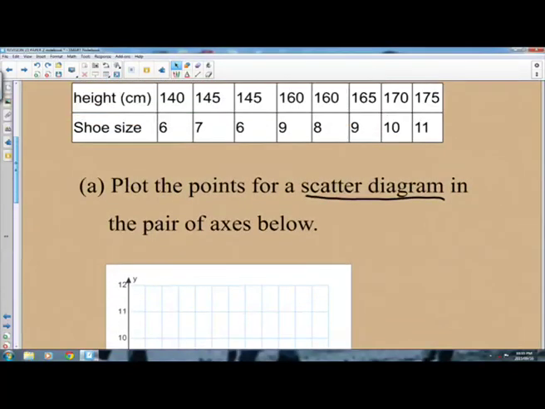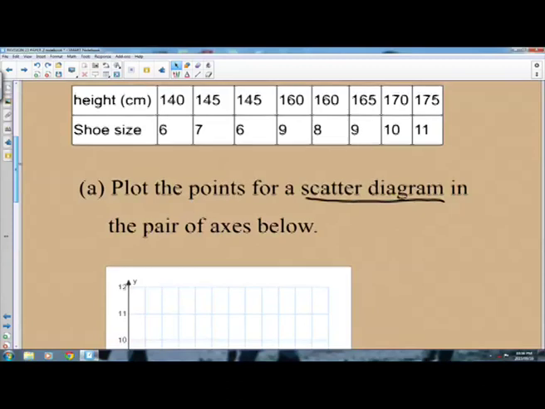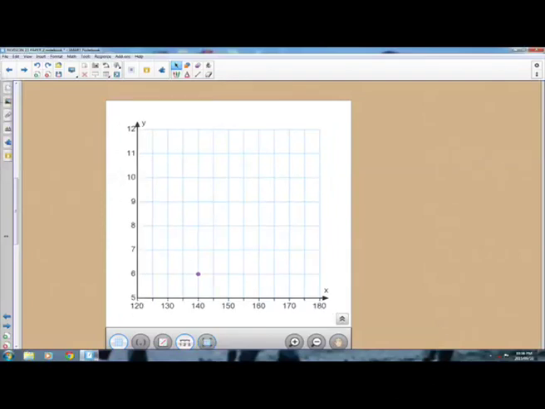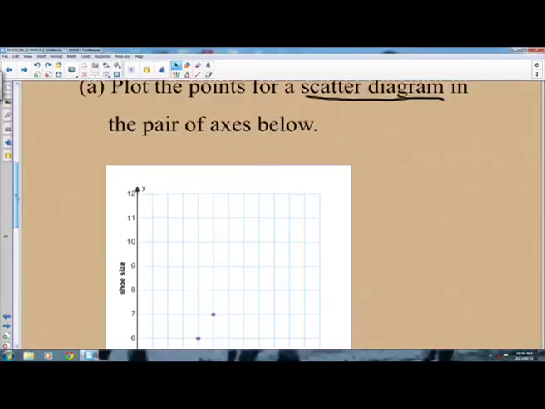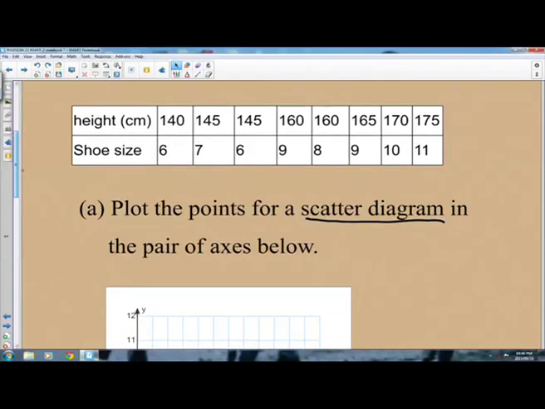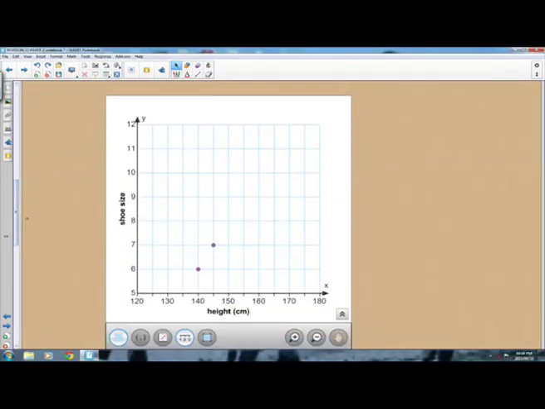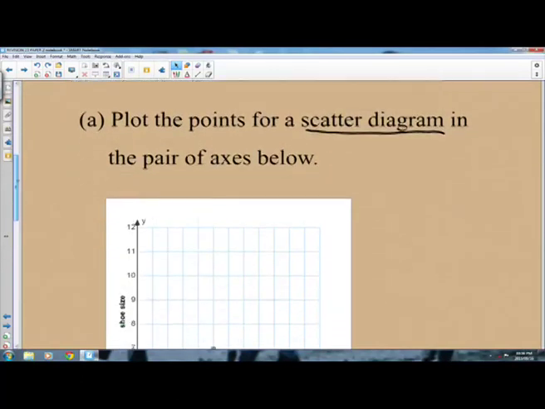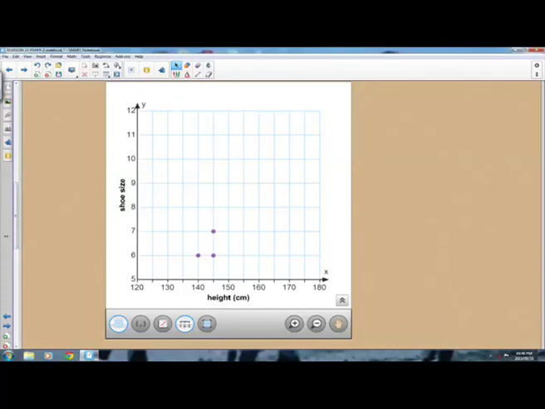The next point from the table is 145, 7. So let's plot the point 145, 7. 145 along the x-axis, 7 along the y-axis. So 145, 7 is here. And then the next point we expected to plot is 145, 6. So we plot another point, 145, 6 is here. And then the next point, it's 160 along the x-axis, then 9 up. So it's 160 and then 9 is here.